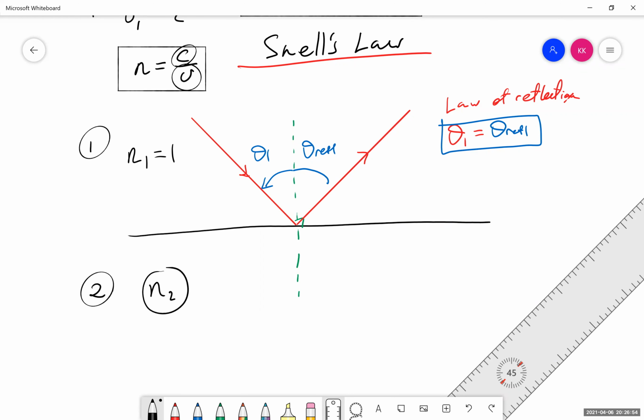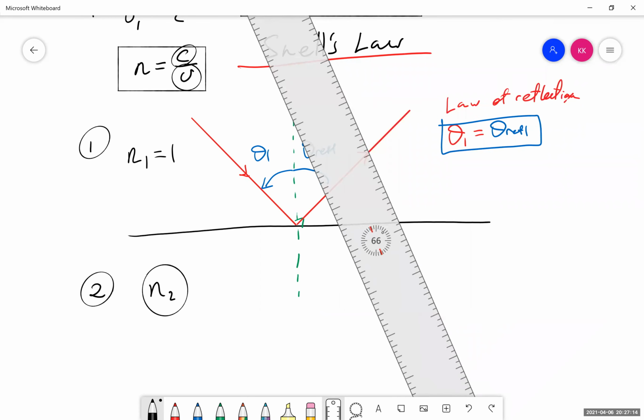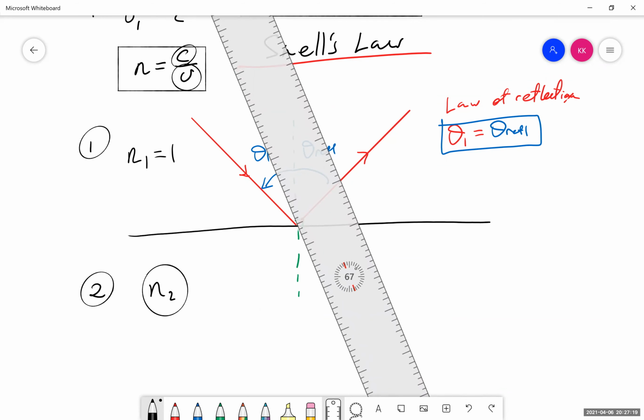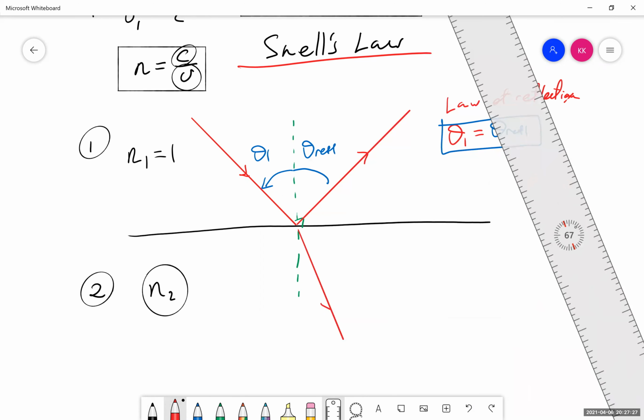So I know that this number is going to be greater than 1, because N1 is already 1. If you have N1 equals 1 and N2 equals 1, that means there is no change in medium. The light is going to just go in a straight line. But because it's a different medium, light will change direction. And because the index of refraction of medium 2 will be higher, it will bend toward the normal. Let me use a different color. So it's going to go like this. Okay, so this will then be the refracted light.